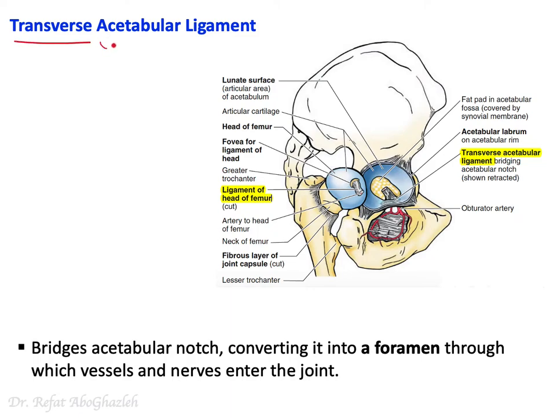Back again to the intercapsular ligament that we mentioned earlier, which is the transverse acetabular ligament. Transverse because it's transverse in shape, that joins the two ends of the lunate surface or the labrum, right? Because of the presence of the acetabular notch here, the transverse acetabular ligament converts the acetabular notch into an acetabular foramen for blood vessels and nerves.